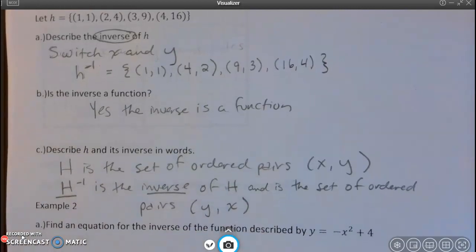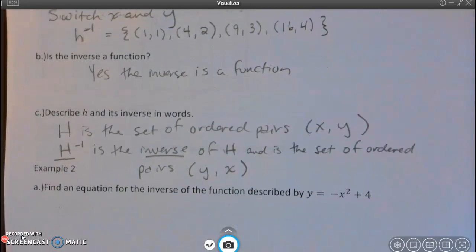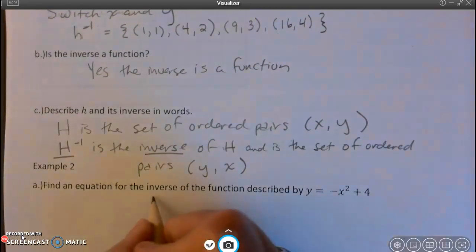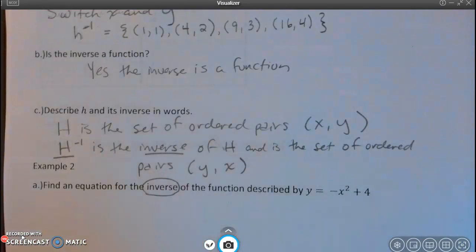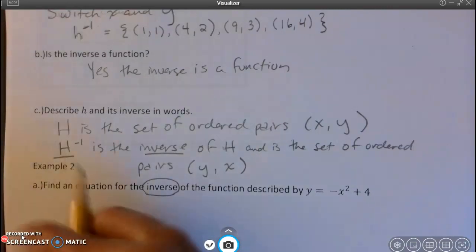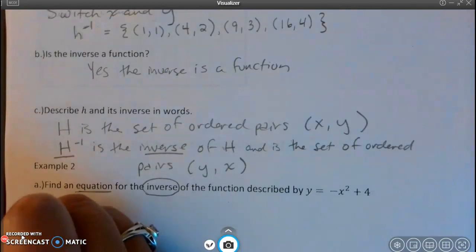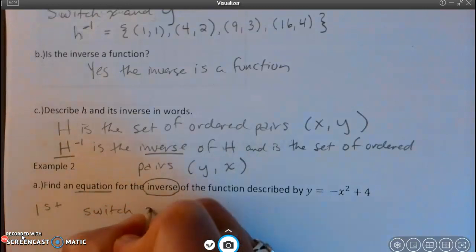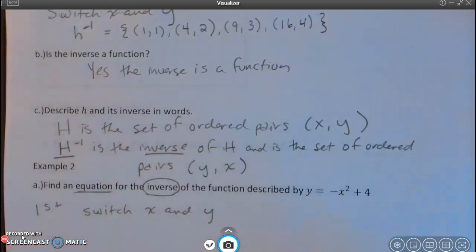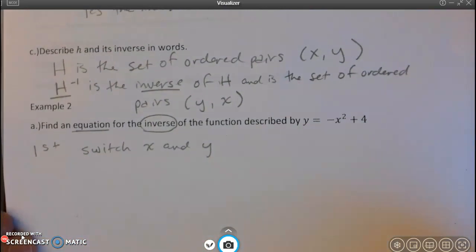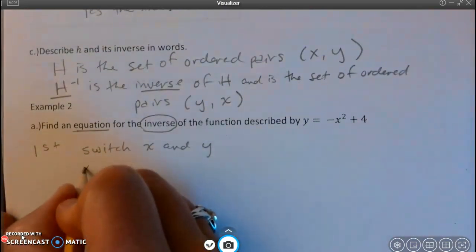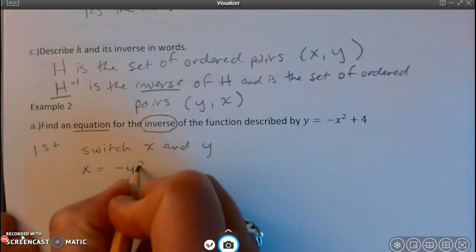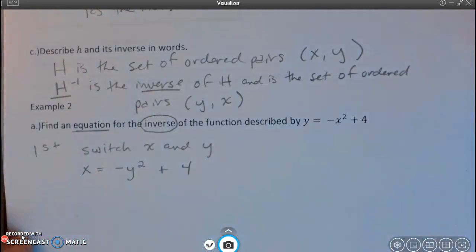Let's go to example 2. Example 2 says find an equation for the inverse of the function described by y equals negative x squared plus 4. So whenever you're finding an equation for the inverse, my first step is, of course, to switch x and y, because by definition, that's what an inverse is. So when I switch x and y, I get x equals negative y squared plus 4.